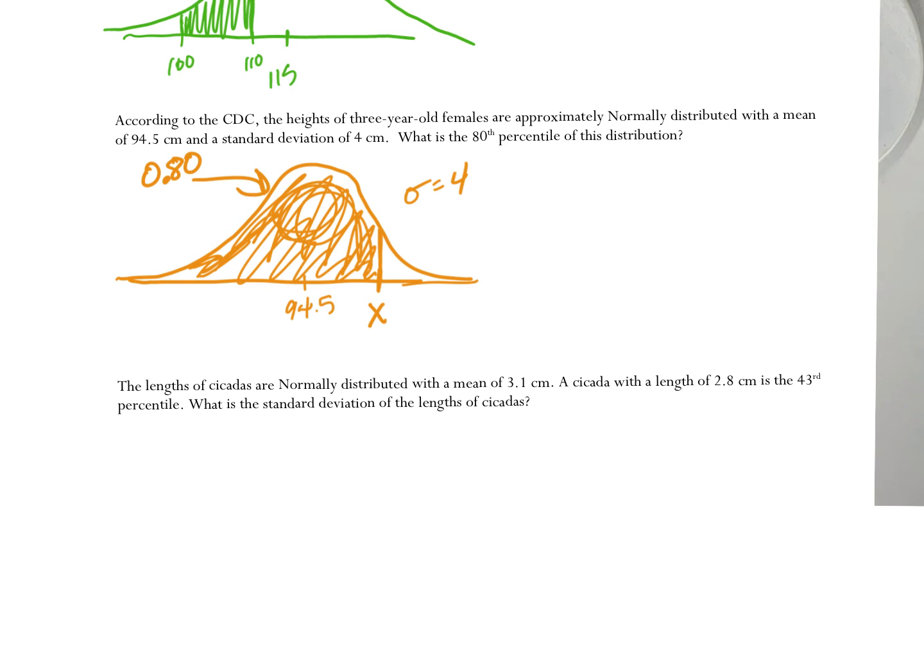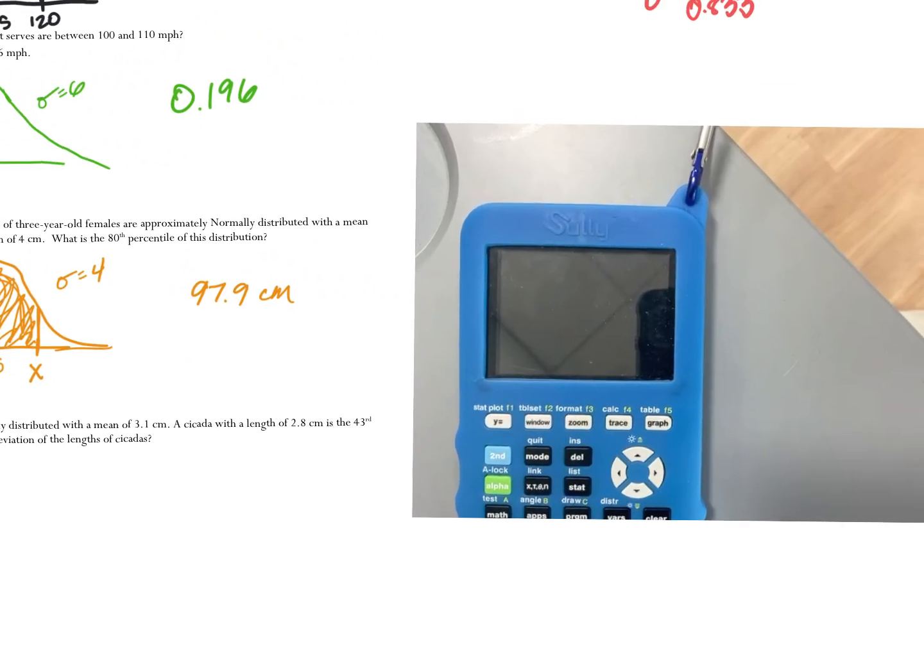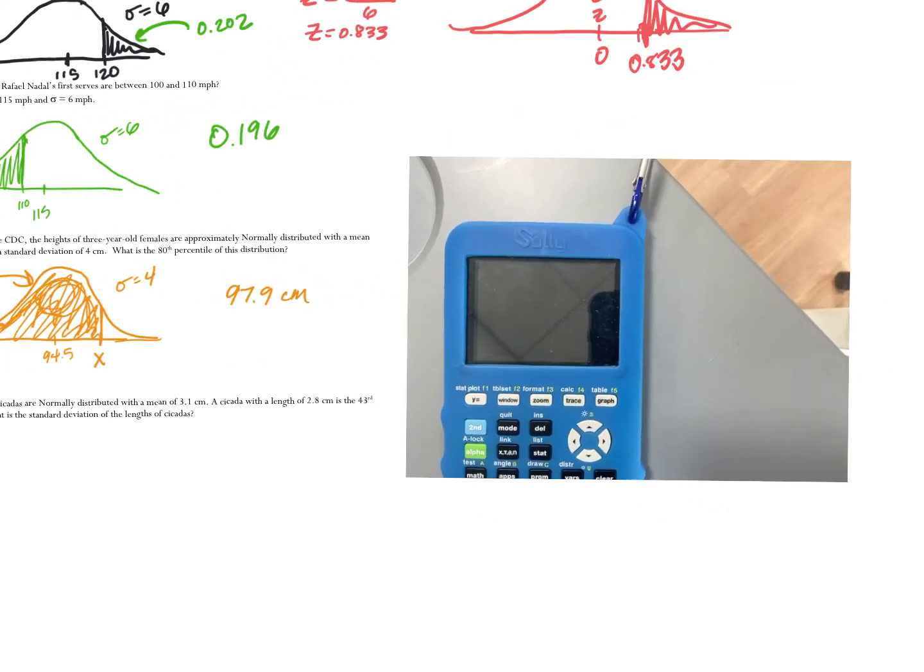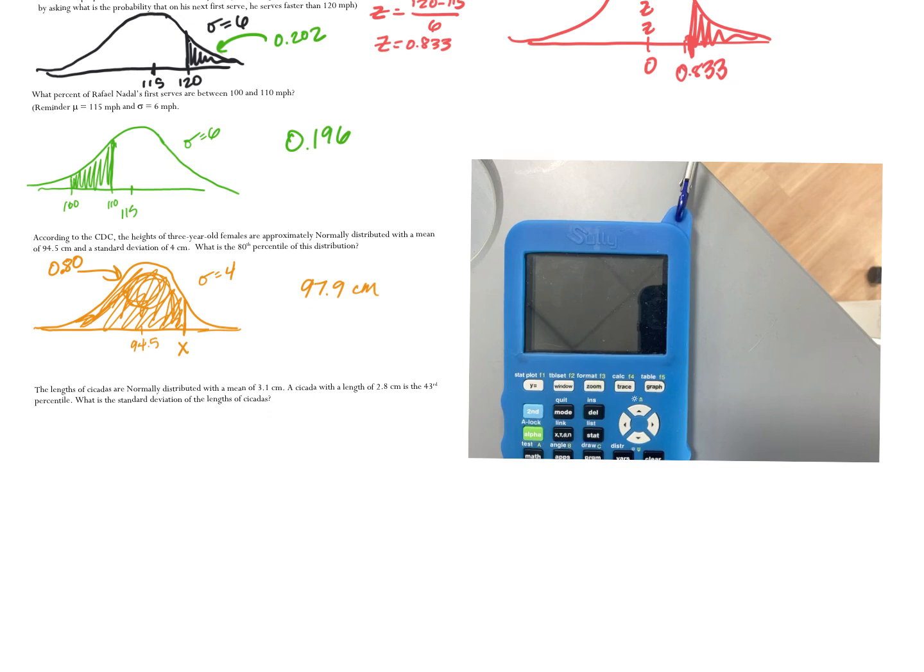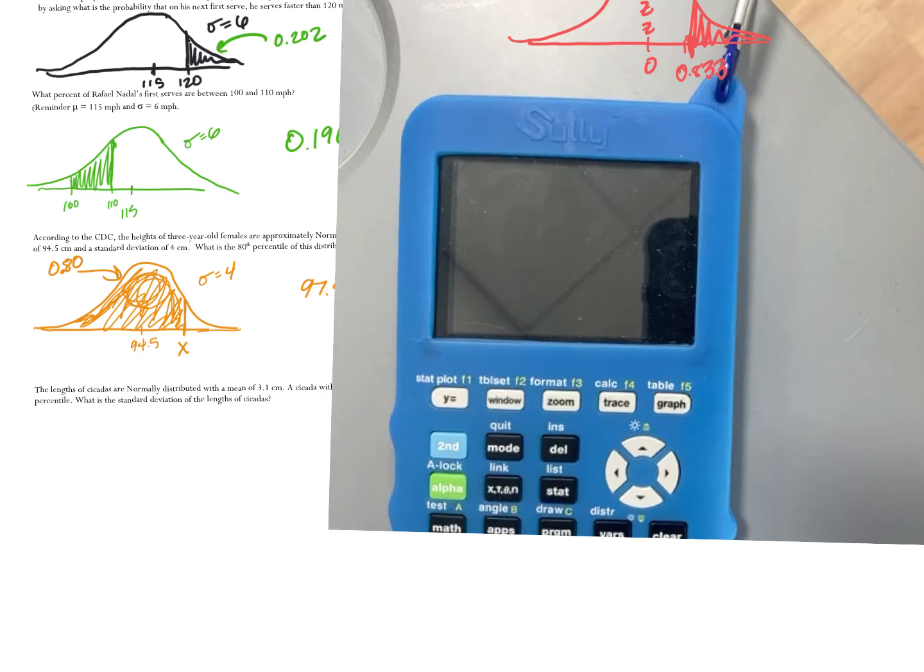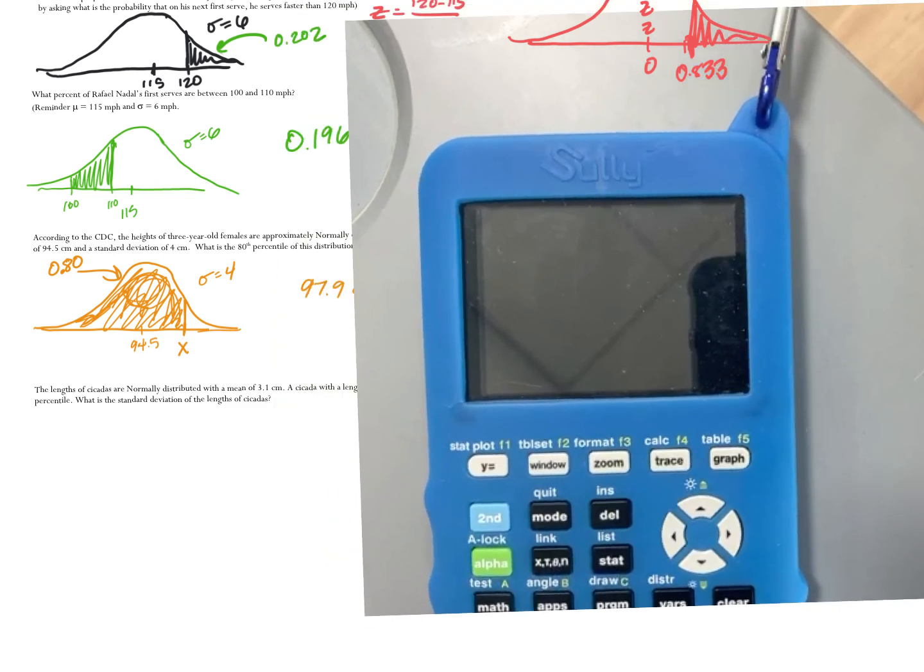97.9. Is that what it is? 97.9 centimeters. Inverse norm. Explain that again, how we should put this in. That's fine, you put 2. Can you see my calculator? Do I need to make it bigger? Make it a little bit bigger. There we go. All right.